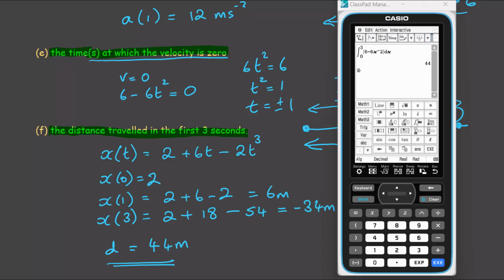Now, if you have the calculator available, you can do that with an integral. You can see here how I've got the modulus of the velocity, 6 minus 6t squared, integrated between our time limits of 0 and 3. And you can see we got the answer 44. This is a technique you can use in methods as well, so it's very useful. The distance is given by integrating between your two times the modulus of the velocity vector dt.